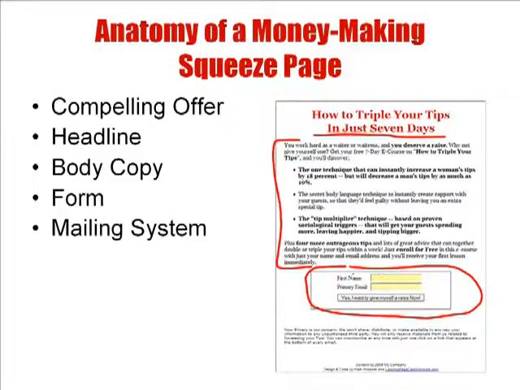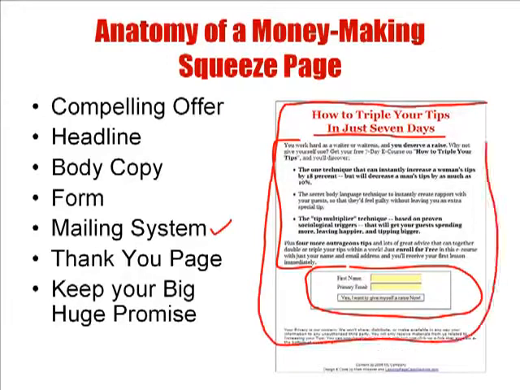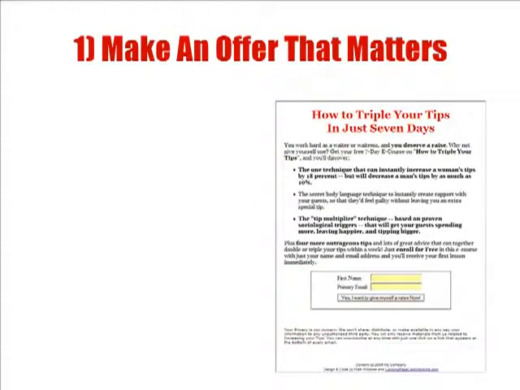This form is actually connected to a mailing system, also called an autoresponder system. And then what you don't see here is the thank you page. That would be the page that somebody gets to next, right? The important part here is whatever you're promising somebody on this page, that's your commitment to keep, right? You've got to keep that promise in the emails that you send and also on the thank you page.